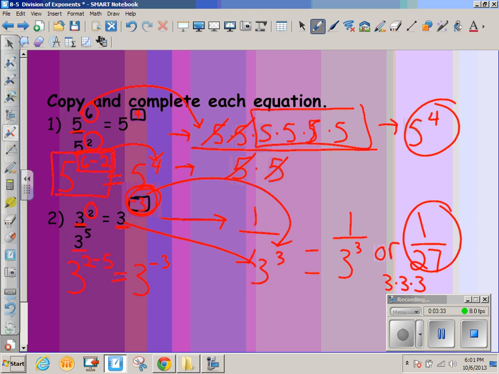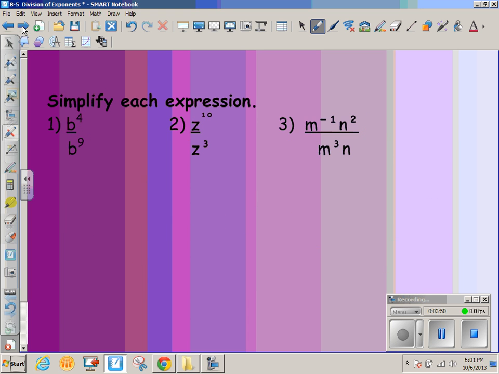So again, in this exercise, all we're doing is filling in the box. But if I was to simplify, I just want to remind you to never leave a negative exponent. It has to be changed into the positive. You're going to see that on the next example.